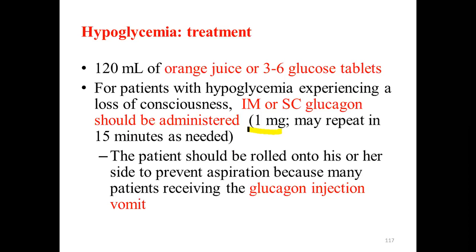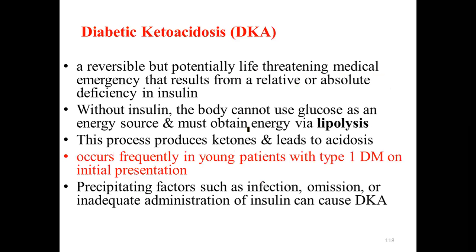It can be repeated in 15 minutes as needed. So for hypoglycemia, the treatment is simple. If the patient is conscious, you give them a glucose tablet. If the patient is unconscious, you give them glucagon subcutaneously or intramuscularly. So let's look at another acute complication of DM, diabetic ketoacidosis.